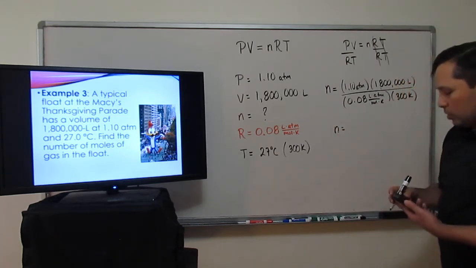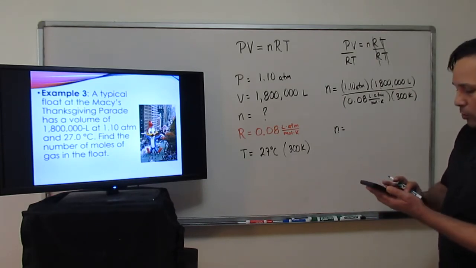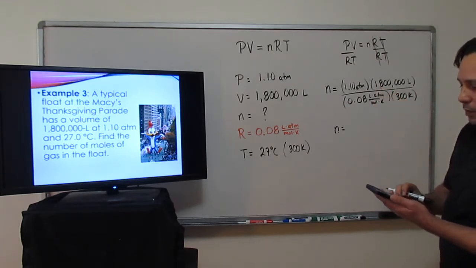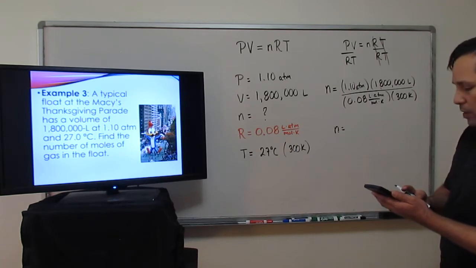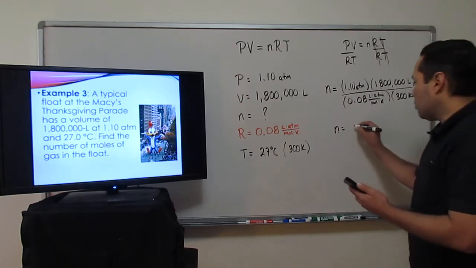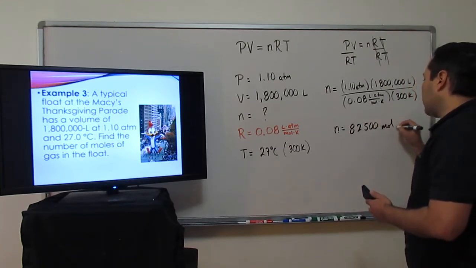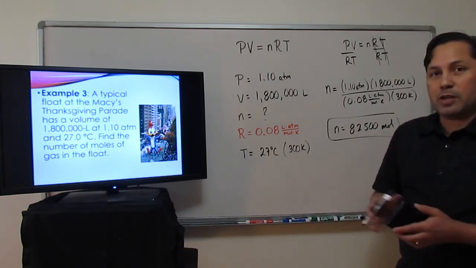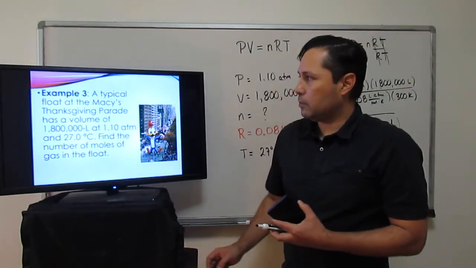Alright, once you plug it all into the calculator, let's see what we get. In the numerator we have 1.1 times 1.8 million liters, divided by our constant 0.08 multiplied times 300. So it gives us a grand total of 82,500 moles of gas inside of the float for this parade. Alright, let's go ahead and move along to example 4.